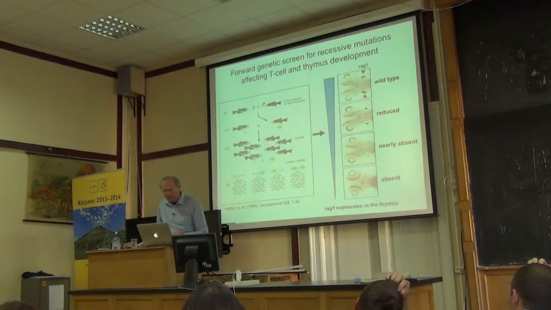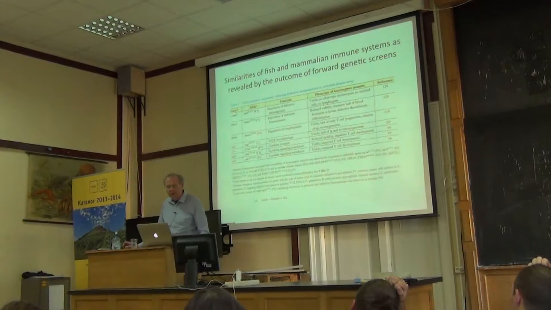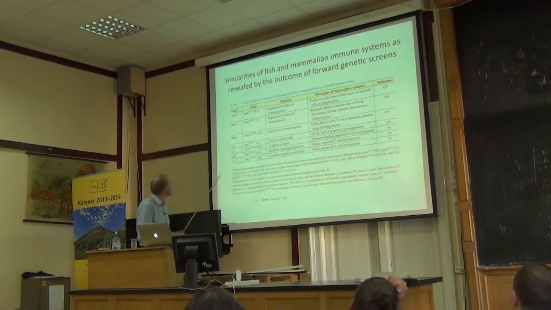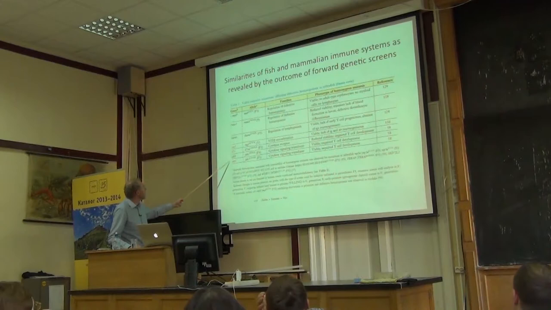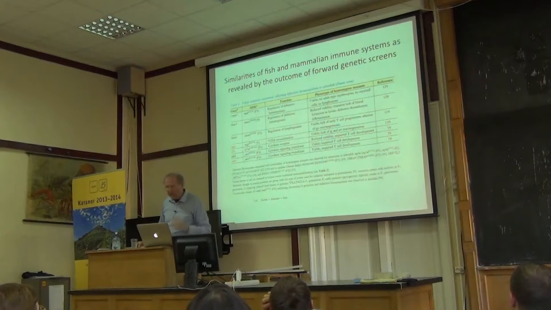But now this proves an incredibly valuable resource, and I will give you two examples why that could be put to very good use to understand the immune system in lower vertebrates. So here is a table that gives you the result of this first round of this screen. 1, 2, 3, 4, 5, 6, 7. In fact, six come out of our screen. 6 genes identified. Now, how do you identify these genes?